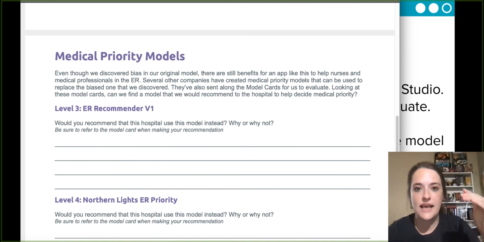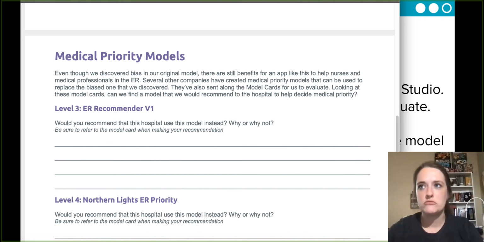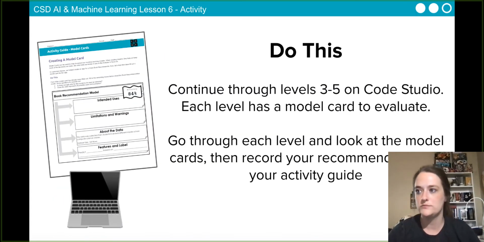And then I would say when the person's race was Asian, they were considered a priority, and when the person's race was AIA or whatever it went to, it deprioritized them. Okay, so you're going to give specific examples as to why or why not you would recommend the model. Pause the video here so you can complete that.